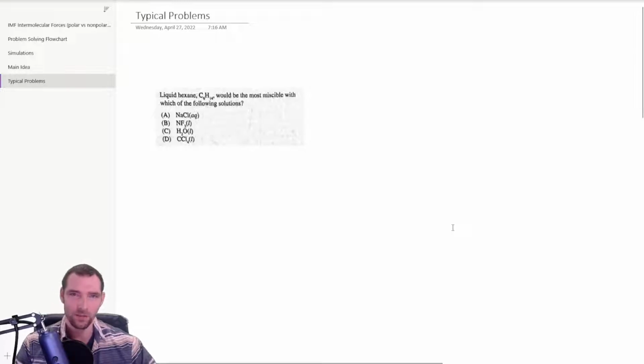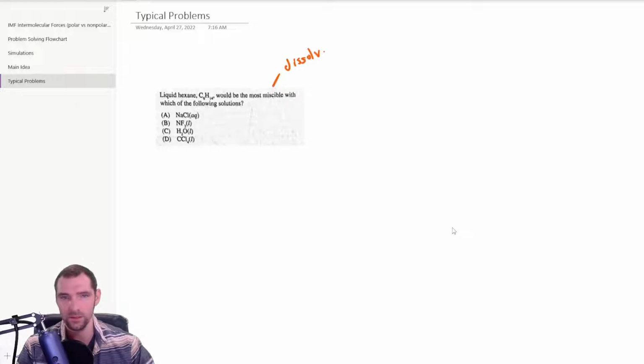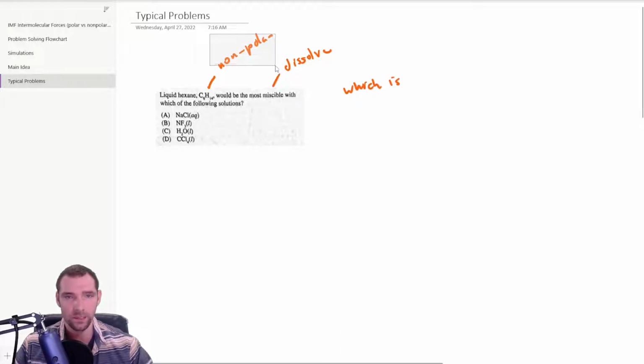So these are the typical problems that you'd see on like a college test or like an AP test. So if we look at this liquid hexane, they're asking about miscible. This is another word for dissolve. And they're asking which one is it going to dissolve best with. So this is just thinking about, is this polar or non-polar? So if I look at that, that's going to be like a long chain of carbons and hydrogens. This should be non-polar. So the question is, which of these things is non-polar? That's basically what they're asking us with this question.